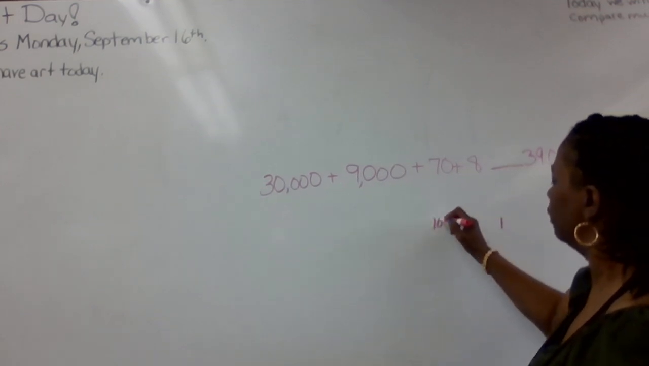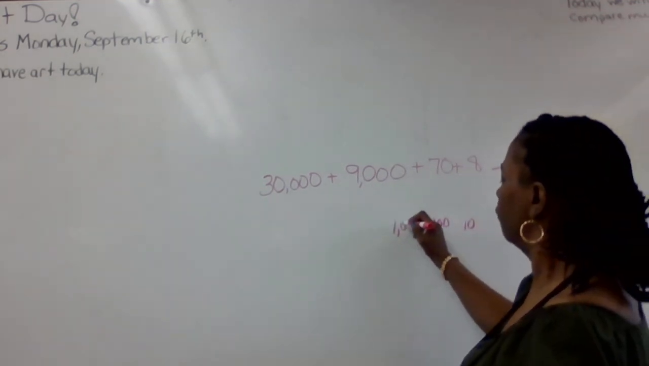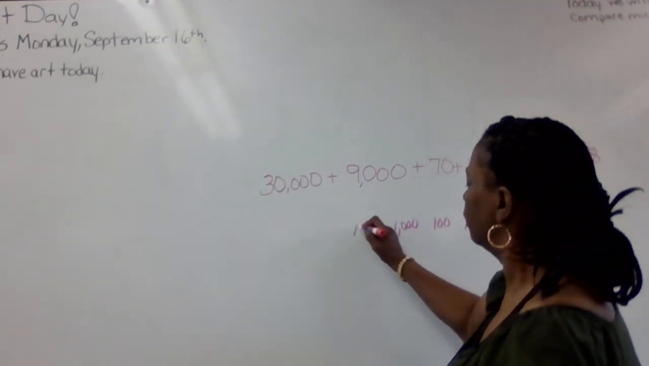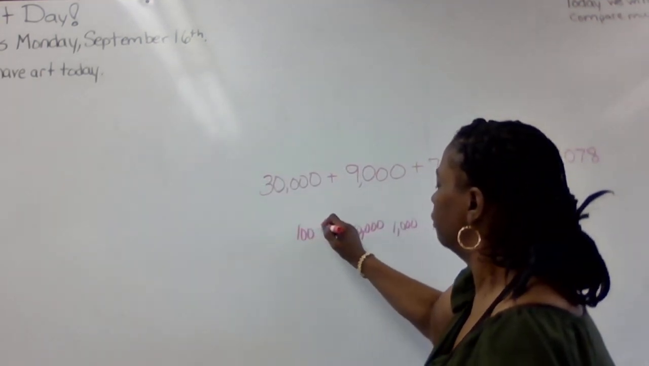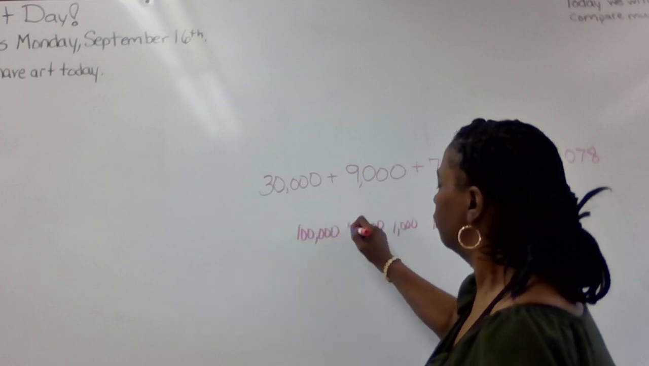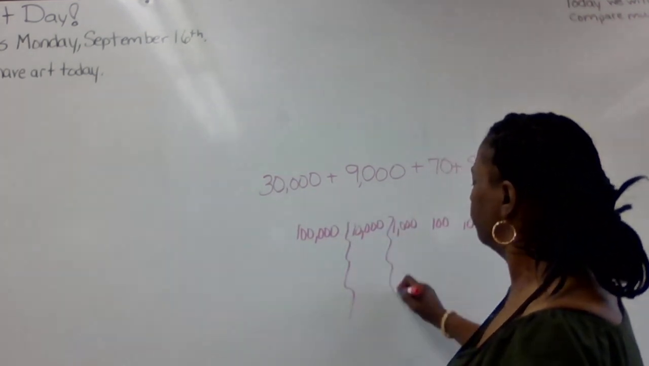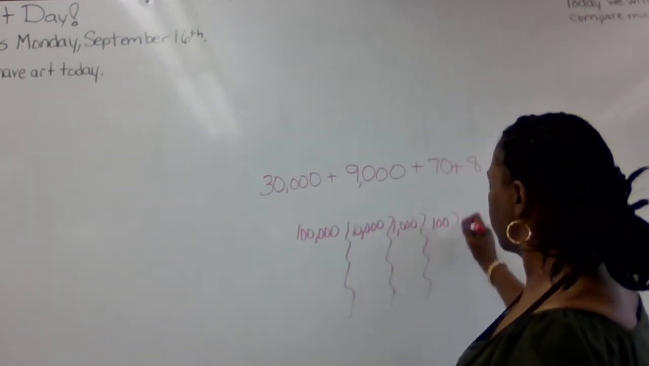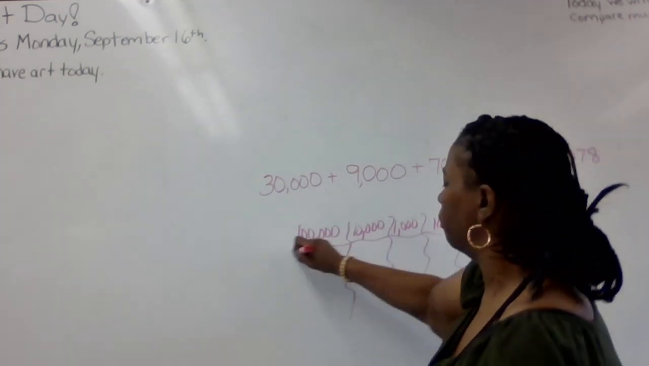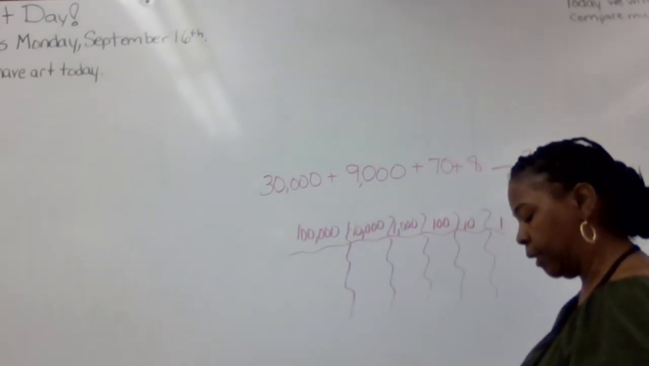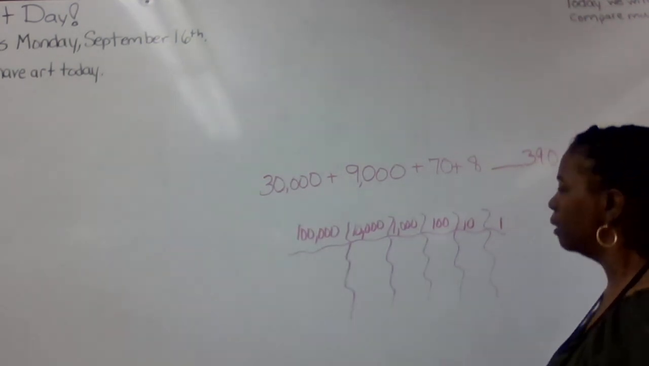Ones, tens, 100s, 1,000s, 10,000s, 100,000s. And we do the wiggly line so it's never confused as the number 1. And it helps us keep our numbers in order, nice and neat.